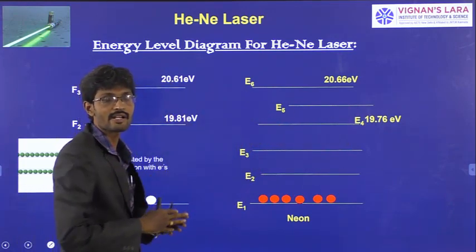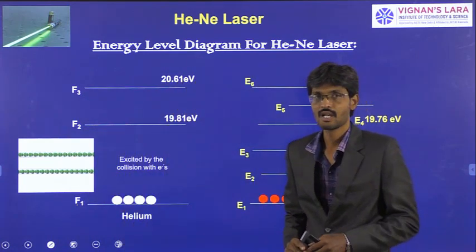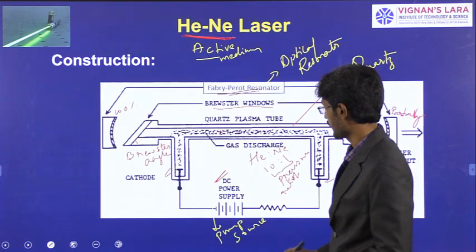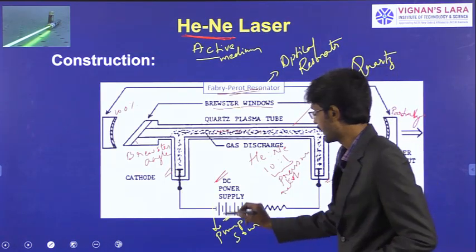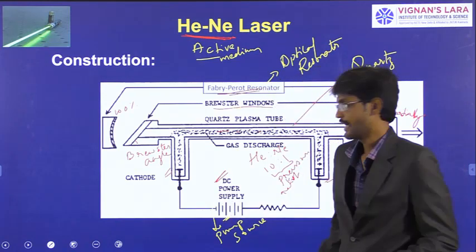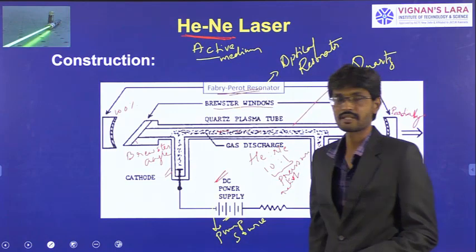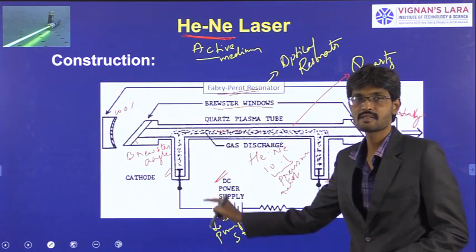Now these are the energy level diagrams of helium atoms and neon atoms. Now when the power source is switched on, electricity will pass through this gas. And when this electricity passes through the gas, ionization of gas takes place in the discharge tube.